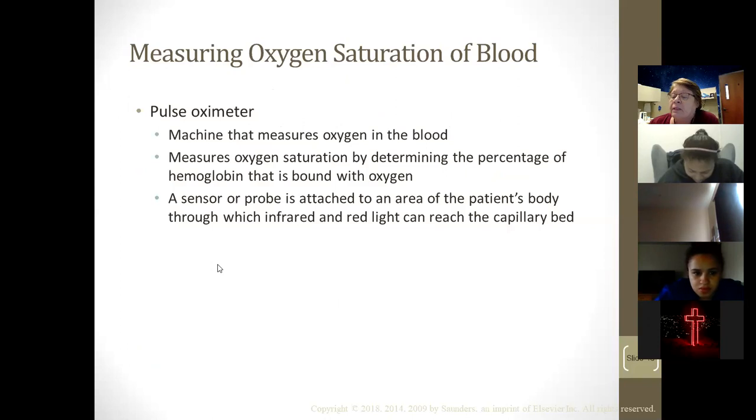And the other part of your respiratory assessment is going to be oxygen saturation. This is where we put the pulse ox on the finger, okay? Normally on the index finger, you can move that around to different fingers. Just make sure if it's on for a long time, we're not getting a pressure ulcer. The machine is sending a light through your finger and it's counting hemoglobin that has oxygen on it. So the probe is attached to the body area, infrared and red light reaches the capillary bed, and it counts how much hemoglobin you have with oxygen.